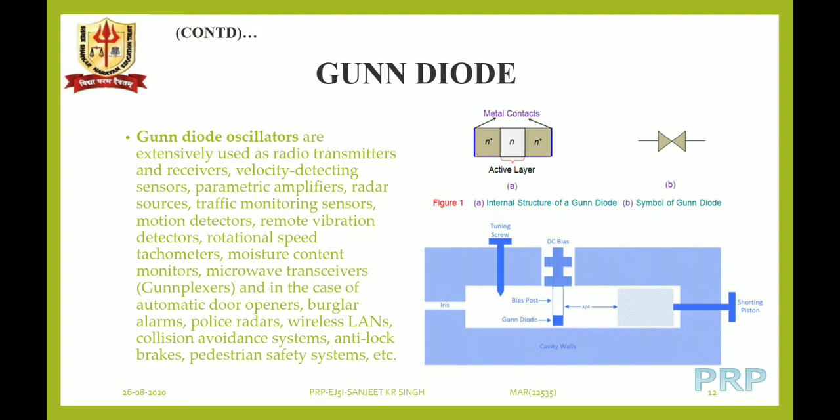Here we see the symbol of the Gunn diode, and the internal structure of the Gunn diode is seen. And the diagram below shows the Gunn diode as an oscillator, where there is a Gunn diode inserted inside the waveguide structure, and DC biasing is provided, and the lagging time we see is lambda by 4.